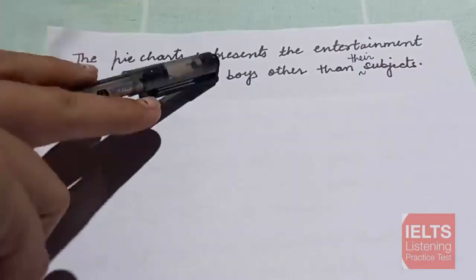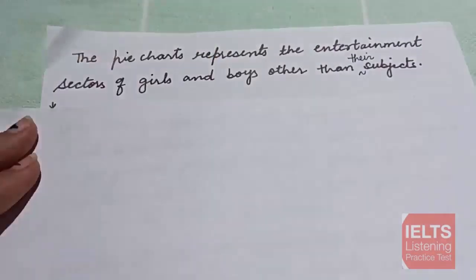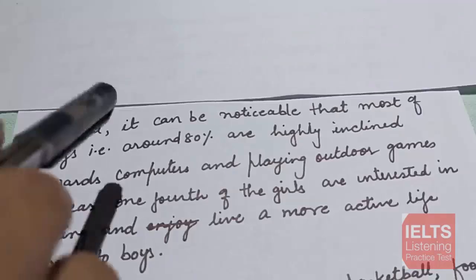The pie charts represent the entertainment sector of girls and boys other than their subject. That means what they love to do in their college rather than studying their subjects. So this is our overview.